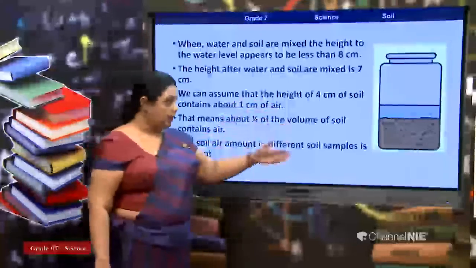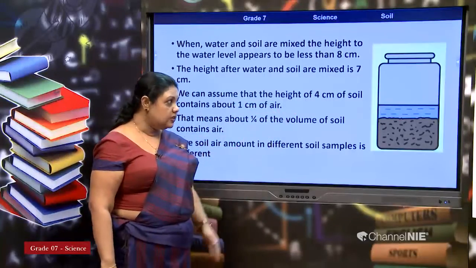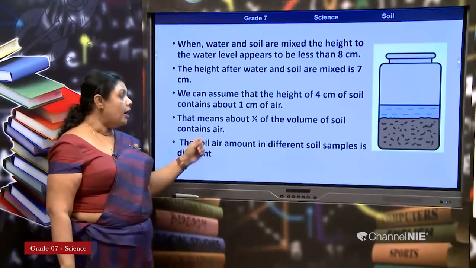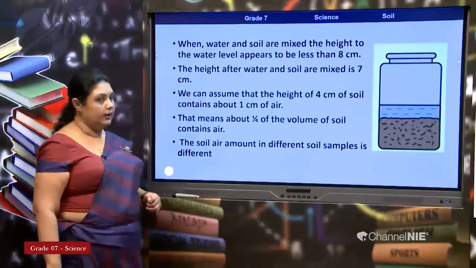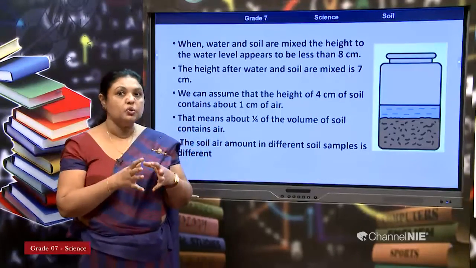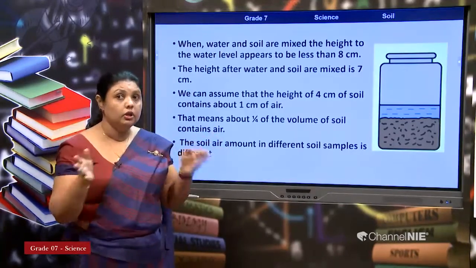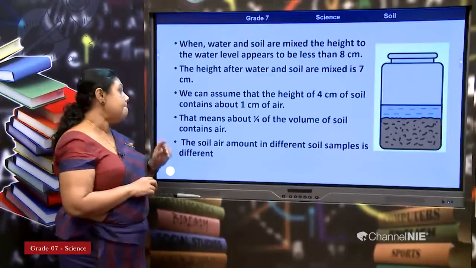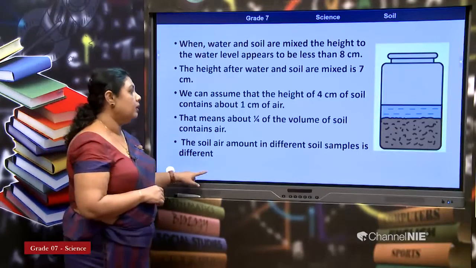So, what you can understand with that experiment, and there is a small thing to mention, 1/4 of the volume of soil, 1/4 of the volume. If you take 100, that means 25. If you take 1000, 250. 1/4 of the soil is made out of air.